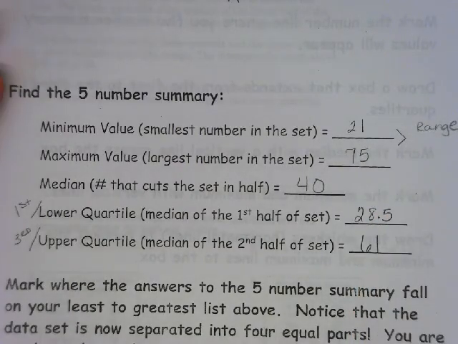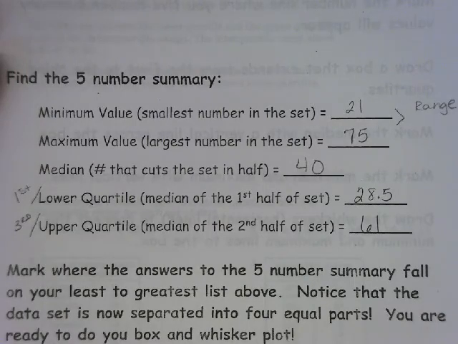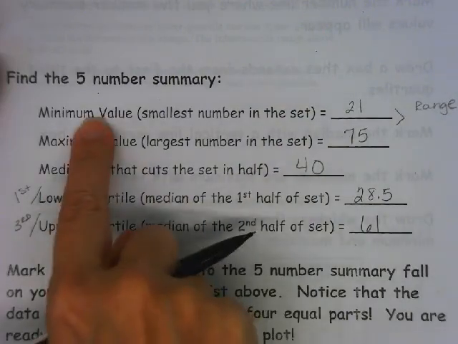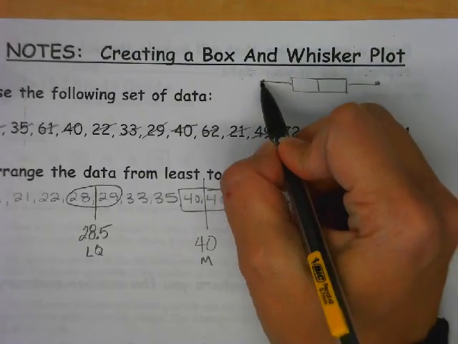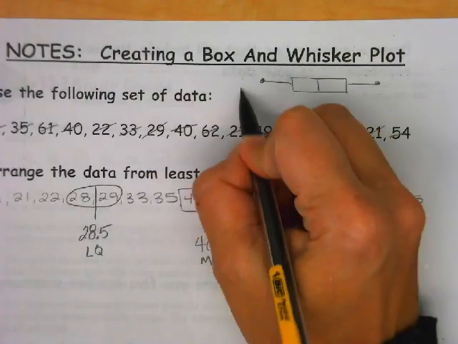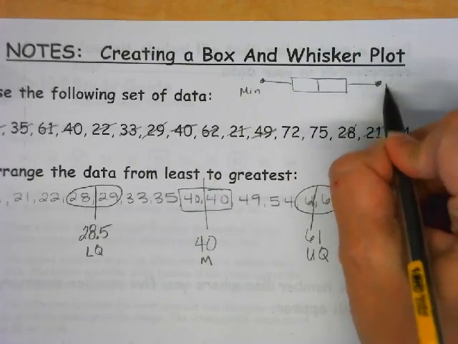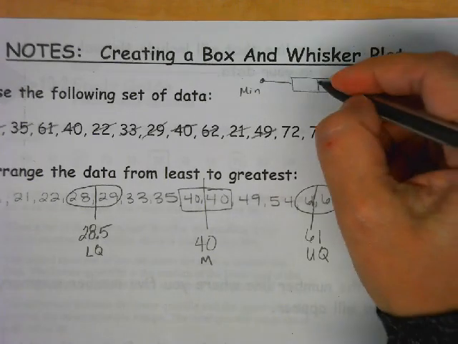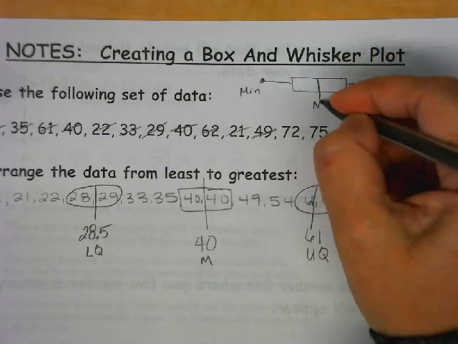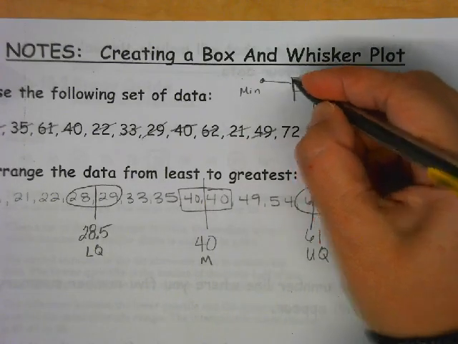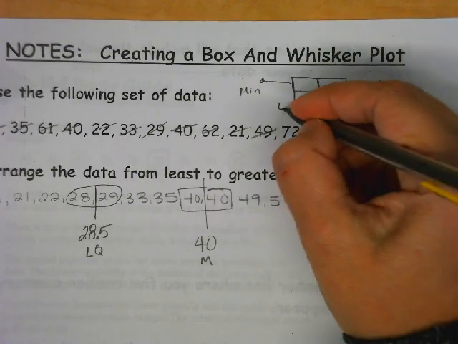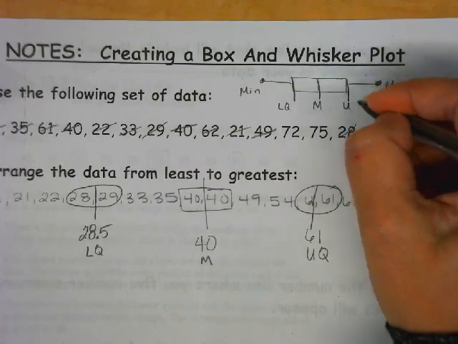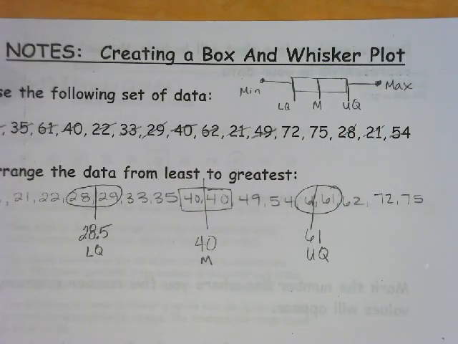These are the only 5 things you need in order to draw your box and whisker plot. So we have the lowest number and the highest number. Those are actually going to be our whiskers. So this is going to be our minimum and this is going to be our maximum. What do you think this line is going to be? Middle. That's the median, yeah. What do you think this is going to be? The lower quartile. And this is going to be our upper quartile. Look how pretty that is.